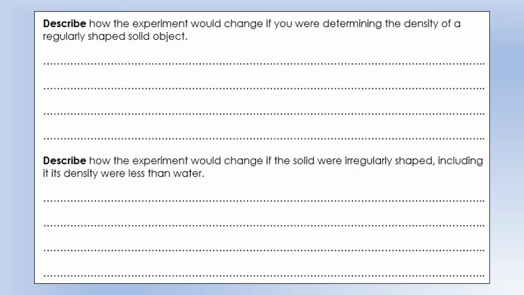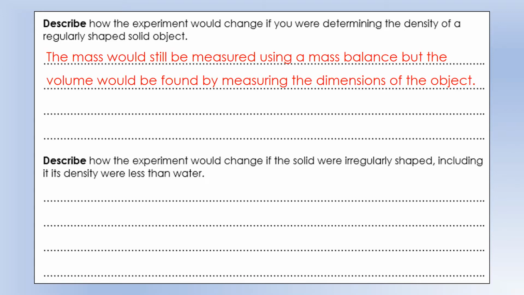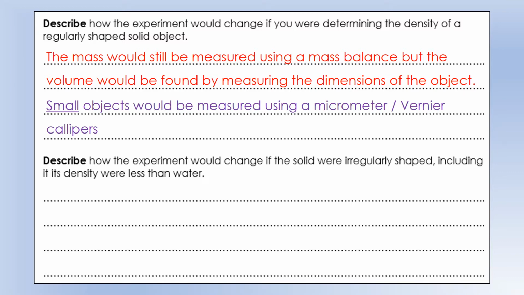So describe how the experiment would change if we determine the density of a regularly shaped solid. So what we would do, we'd still need to measure the mass using a mass balance, but we would find the volume by measuring the dimensions of the object. And for small objects, we want a measuring device like a micrometer or a vernier calipers, and we'd use those dimensions to figure out the volume there.